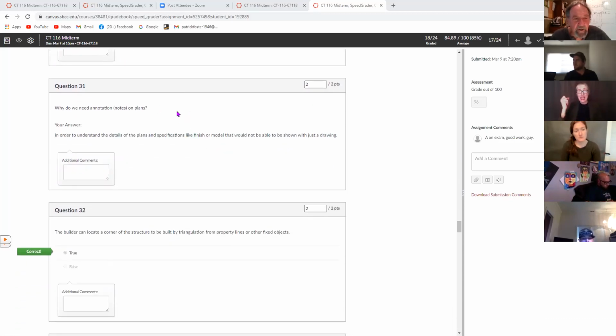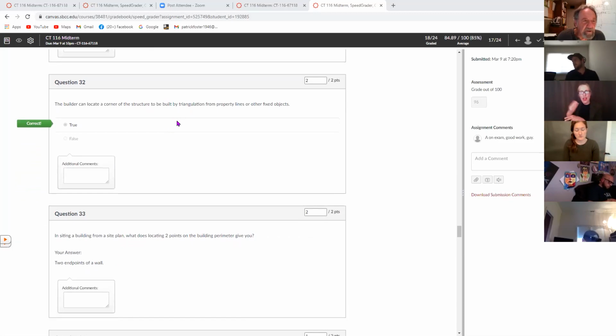Okay, 31. Why do we need annotation notes on plans? Because a picture is not always worth 1,000 words. Who said that anyway? Confucius? It's often worth 1,000 words, but not always. In building, sometimes the pictures, which would be the drawings of things on the plan and the dimensions, are not enough information for you. So you actually need some words to explain it. So you have an arrow and a little detail that tells you what to do.